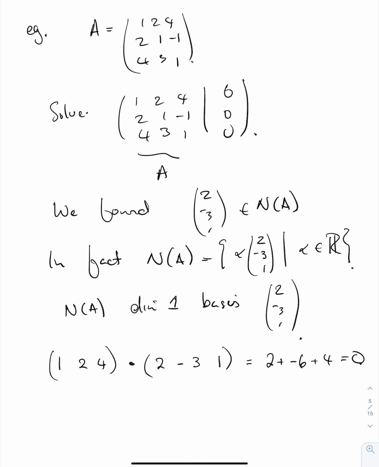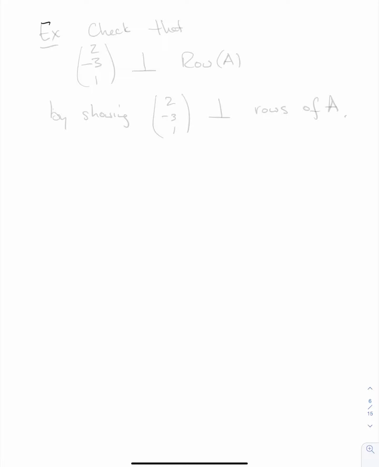So here's an exercise for you. Check that (2, -3, 1) is orthogonal to the row space of A by showing that (2, -3, 1) is orthogonal to the rows of A.